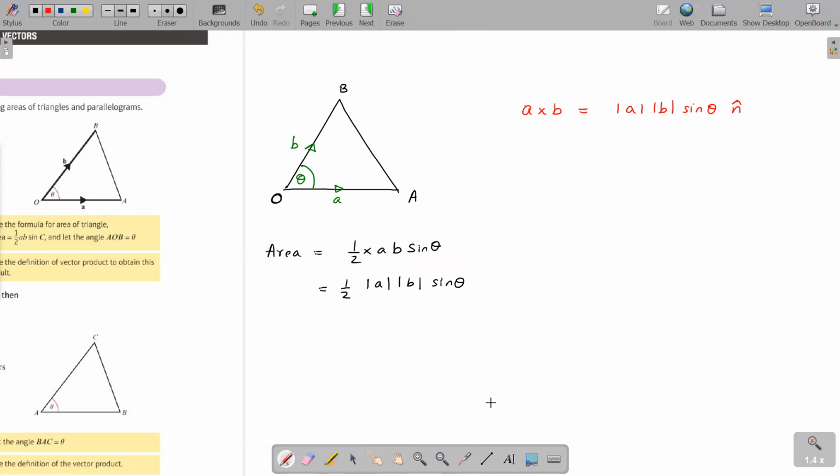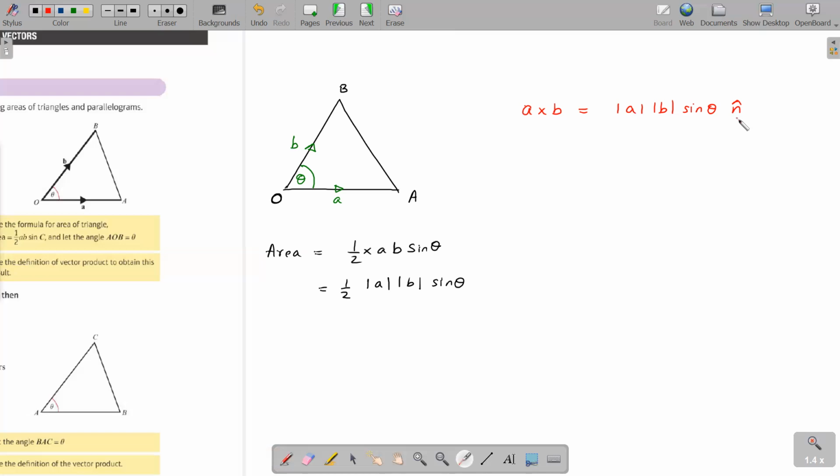Now, one thing you need to realize here is modulus A is a distance. It's positive. B is also a distance. And here sine theta gives you the ratio of the angle. And your n hat is what? Your n hat is actually a unit perpendicular vector, isn't it? n hat is not just any vector, but it's a perpendicular vector, and especially a unit perpendicular vector, which means what's the length of this vector? If you take the modulus of n hat, what would be the answer? The modulus of a unit vector is definitely 1.